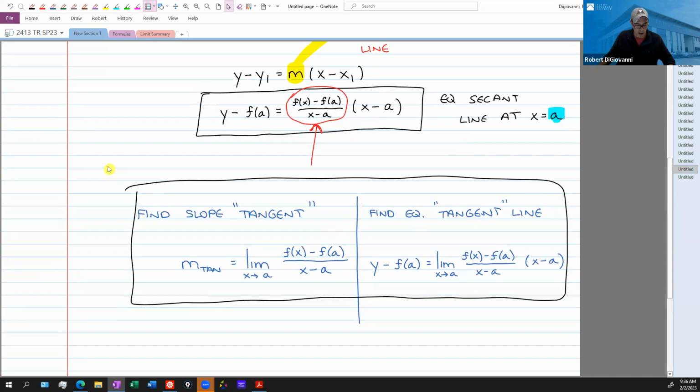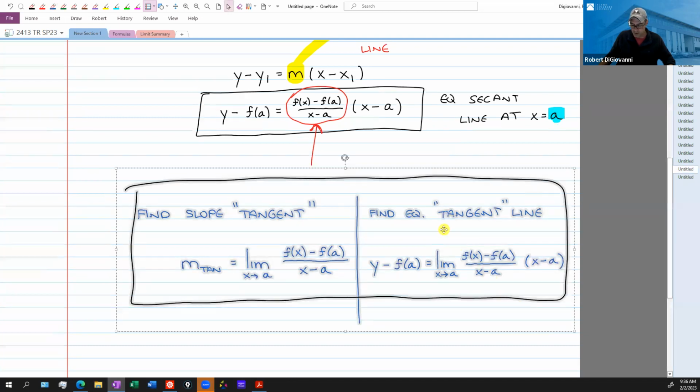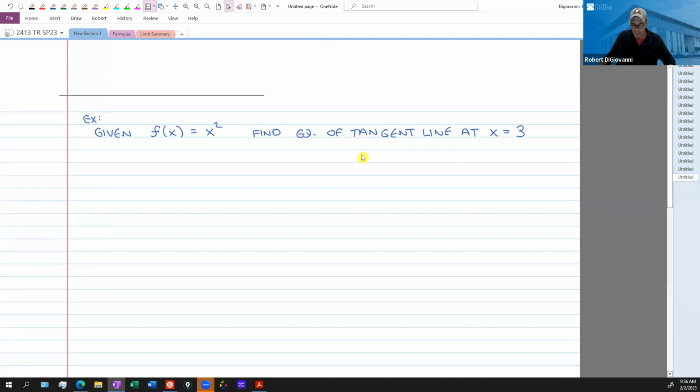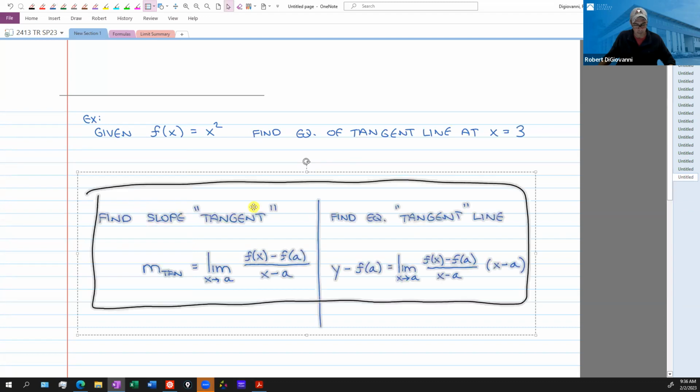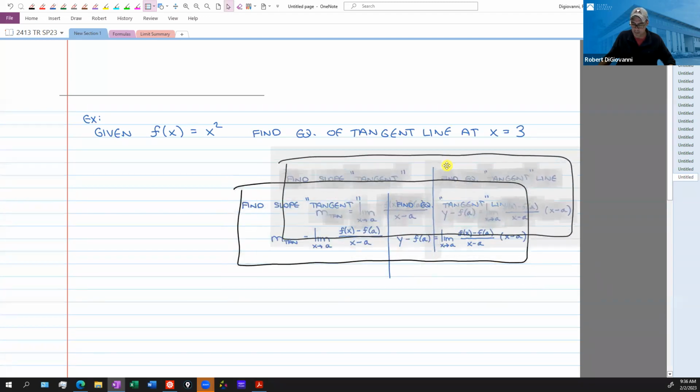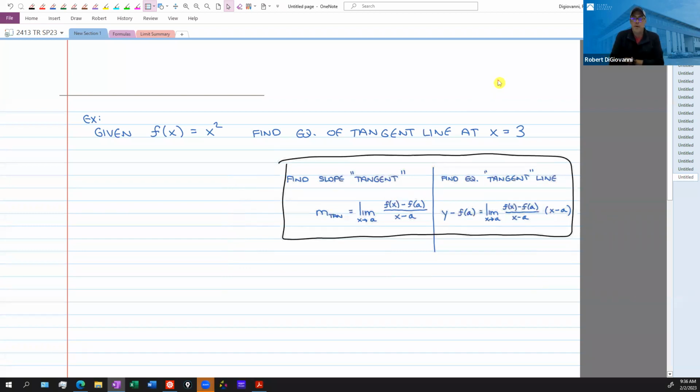I'll go back to that. Let me copy this and bring it over so we can use these formulas. I'm going to make this a little smaller. There we go. Okay, so I give you a function, and I ask you to find the equation of the tangent line at the value x equals 3.